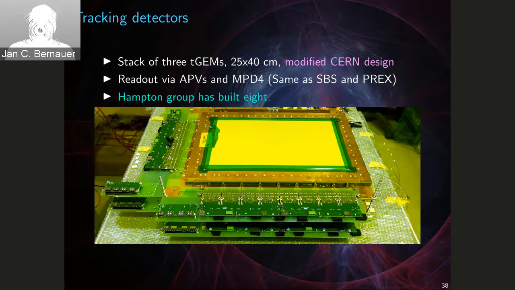And the Kempen group actually has built 8 of those from MRI funding for DarkLight. So these are available. Some of them are, I think, now being repaired. Some of them are at JLab, and some of them are in Japan, if I'm not mistaken. But they are in existence and can be used.